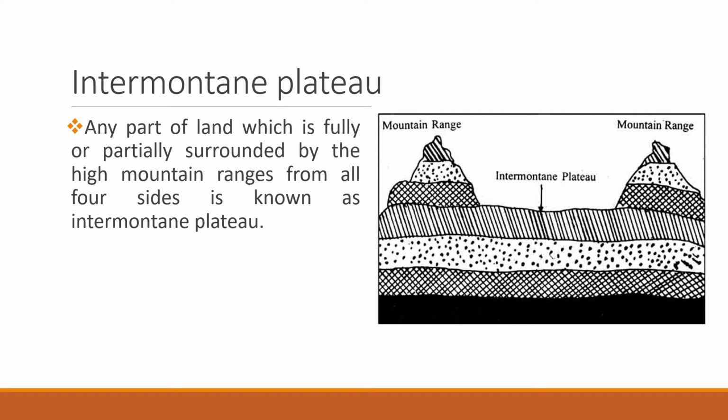From the figure we can see that in between there is a flat surface, but on both the sides there are mountain ranges. So the plateau which is surrounded partially or fully with high mountain ranges is known as intermontane plateau.